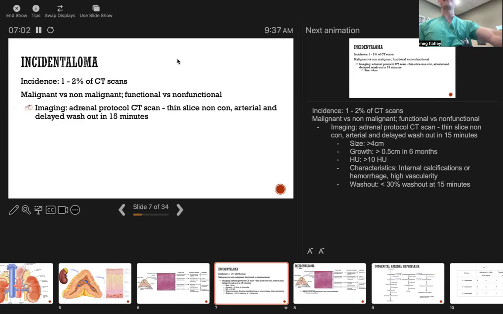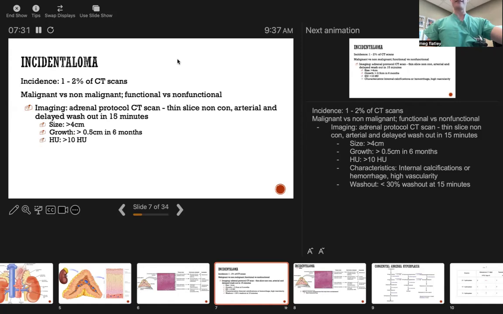So what is the size cutoff for concerning features of an adrenal gland? Until 4 centimeters, great. And then how about interval growth? This one, obviously, in a trauma patient is less relevant, but if you're following a patient and you see it grow X amount of centimeters over 6 months, what would make you concerned? Yeah, 0.5 centimeters, great. And then your Hounsfield units, so greater than blank Hounsfield units, fantastic.